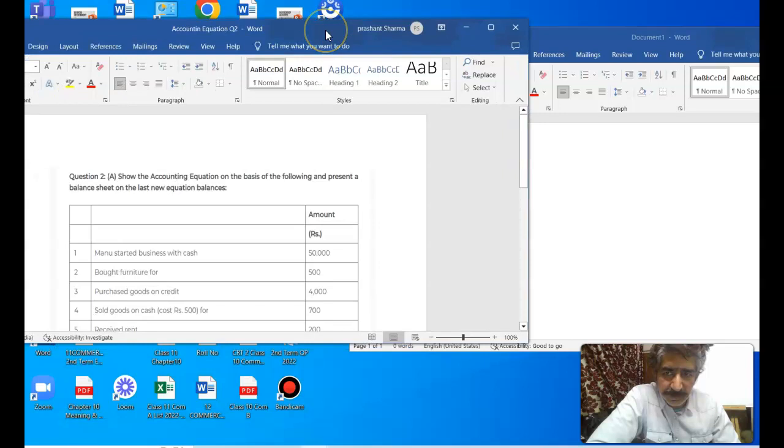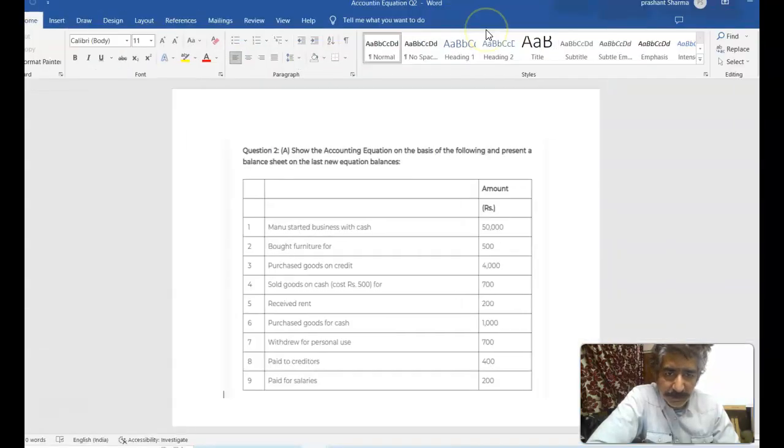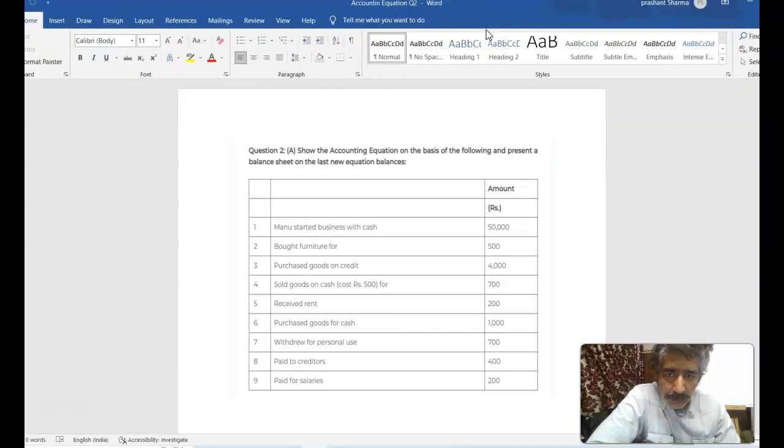On one side of the screen, I hope it's visible. The question is there, and on the left hand side and on the right hand side I'm going to solve it. So I'm reading it out. Question number 2. Let me maximize the screen. Show the accounting equation on the basis of the following and present a balance sheet on the last new equation balance. Like I did in the previous video, based on the last equation which we get for the last transaction, we prepare the balance sheet.